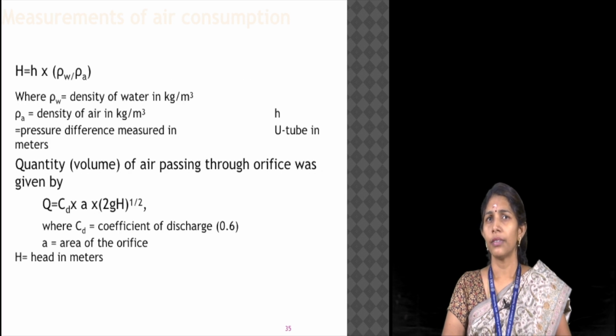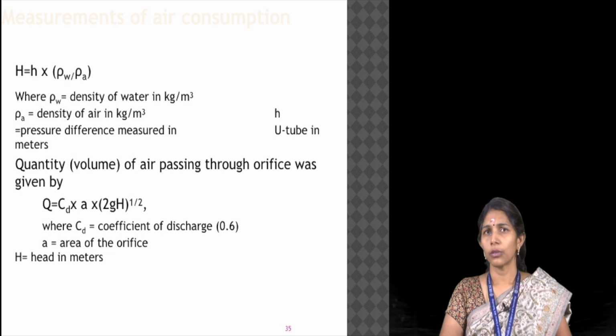Here the difference in manometric head is represented by the small h, and the density of water and the density of air are known to us. With this, the head of air, also represented by h, can be calculated. The quantity of air passing through the orifice is given as Cd A root of 2gh, where Cd is the coefficient of discharge for the orifice, taken as 0.6.